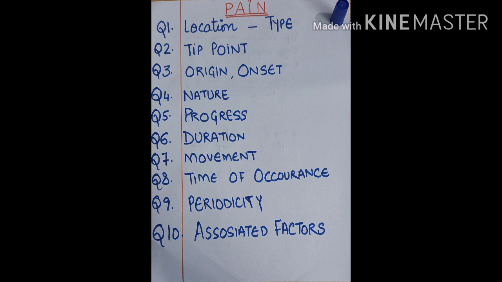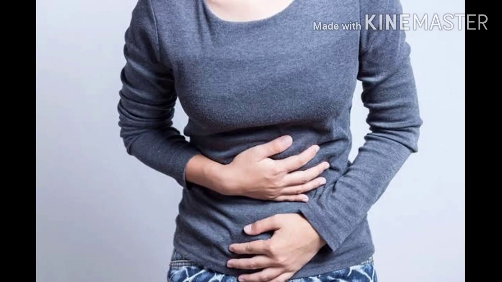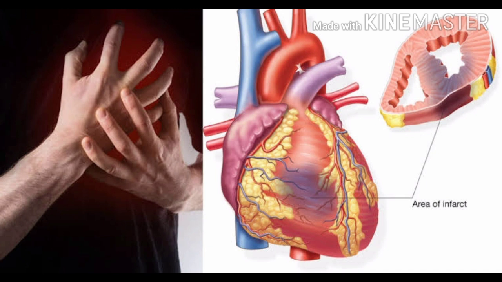Question number 6 is the duration of the pain. Now majorly in intestinal colicky pain, it is less than 1 minute. For angina, if the patient rests, if a pain is arising due to angina and the patient takes a rest, then usually in 5 or 6 minutes the pain subsides. But for myocardial infarction or MI cases, the pain does not subside for hours. So that can be a useful tool for the diagnosis.